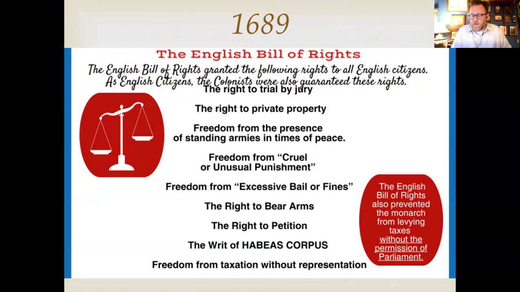Things like the right to trial by jury, the right to private property, freedom from the presence of a standing army in times of peace. These concepts will be revisited in U.S. history. Freedom from cruel or unusual punishment, freedom from excessive bail or fines, the right to bear arms, the right to petition, the writ of habeas corpus, and the freedom from taxation without representation. Okay, that's the battle cry. We heard that with the Boston Tea Party and these various taxes. And so the Americans are actually referring back to this 1689 document, the English Bill of Rights.